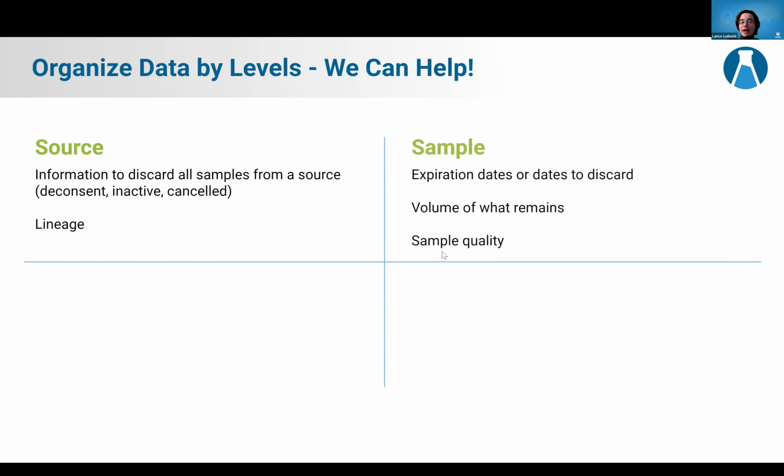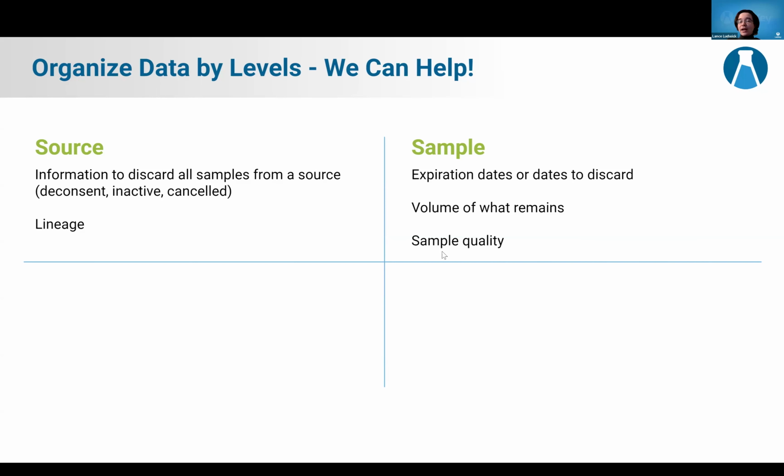Next, we can capture data on our sample level. This is where we can set expiration dates or dates to discard these samples, and this can help track exactly when these samples should be disposed of. We can capture the volume of what remains in our samples. This is something we prompt for when you're checking samples back into storage. We ask how much you used during your experiment, so you can track when you've run out of volume in the sample. Maybe we don't need to retain an empty vial anymore.